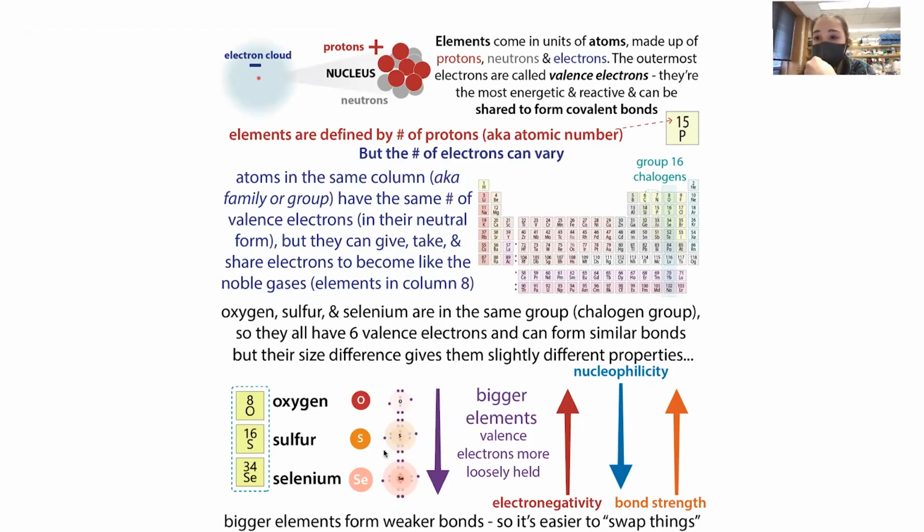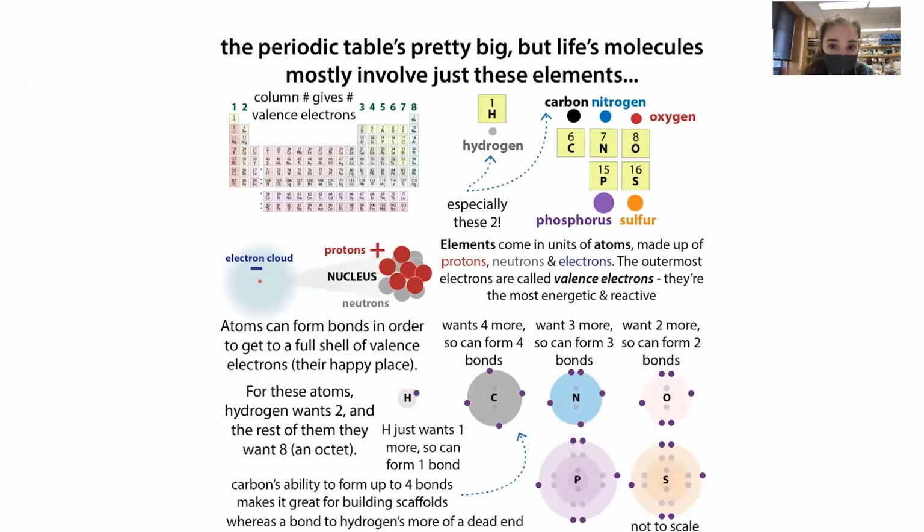So the trends are just going to keep going. We're going to keep getting weaker bonds, more nucleophilic, less electronegative. We'll get more into what these mean. Let's get into these terms and talk about them in more detail.